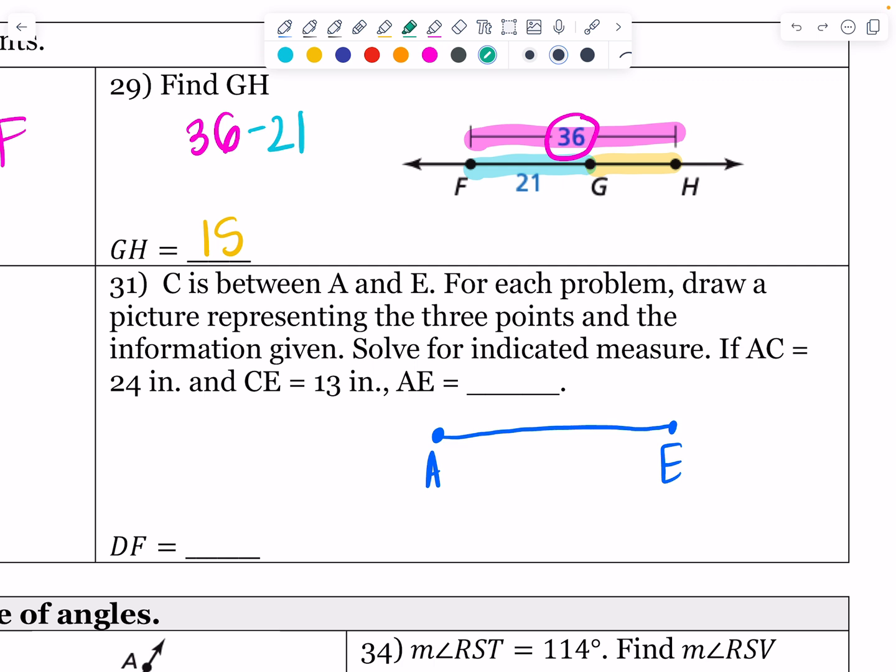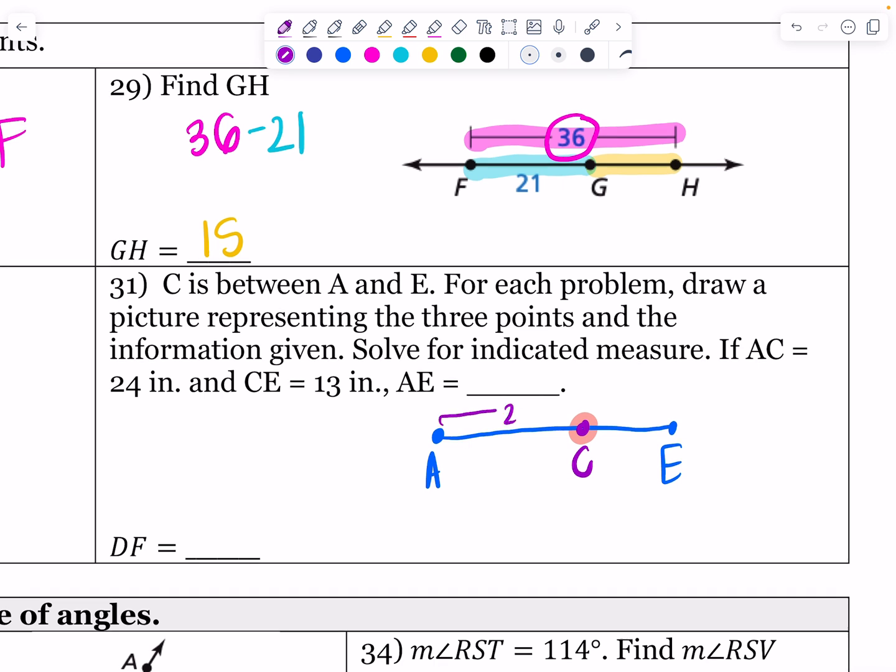This is just like a rough sketch, so it doesn't have to be perfect. Draw a picture representing the 3 points and the information given. If AC is 24 and CE is 13, meaning that C is actually happening closer to E than it is to A. So let's go ahead and fill that in. So there's point C. And it says A to C is 24. So from here to here is 24. And then from C to E is only 13.